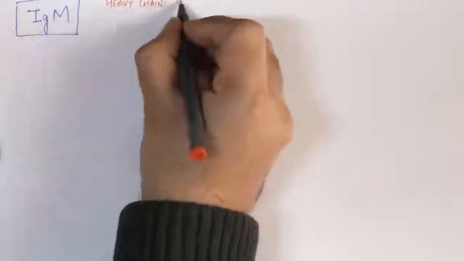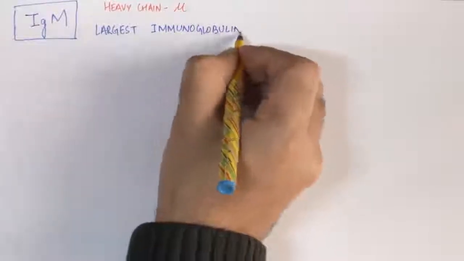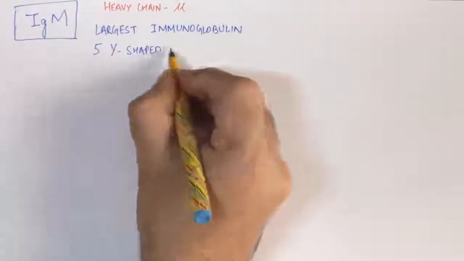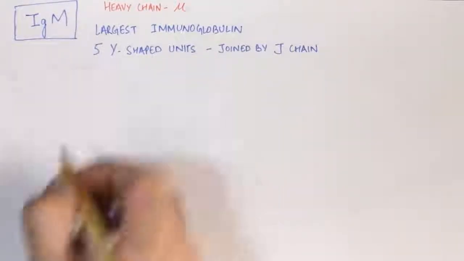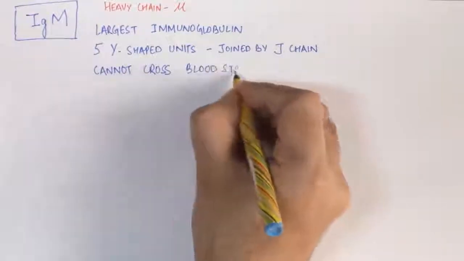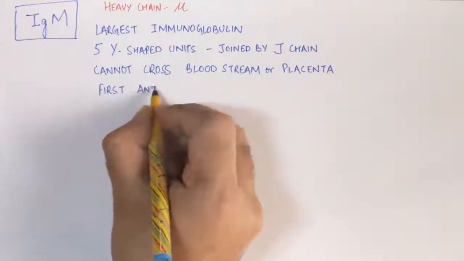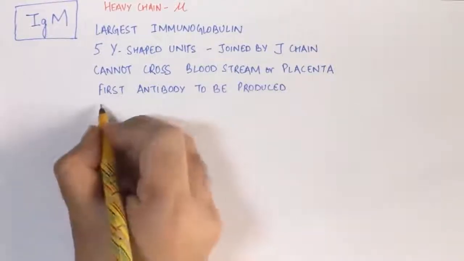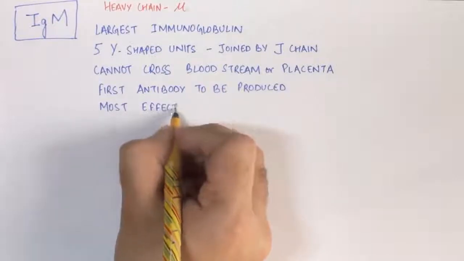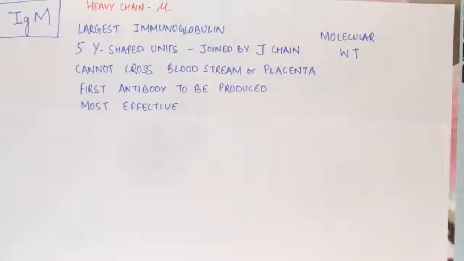Now talking about the IgM, the heavy chain present in the IgM is of the mu type. The IgM is the largest immunoglobulin in humans. It consists of 5 Y-shaped units which are joined together by a J chain. The IgM is a very large antibody and it cannot cross the bloodstream or the placenta. And the IgM is the first antibody which is produced in any foreign antigen invasion of the body. It is also the most efficient type of antibody against antigens. The molecular weight of the IgM is 900,000.